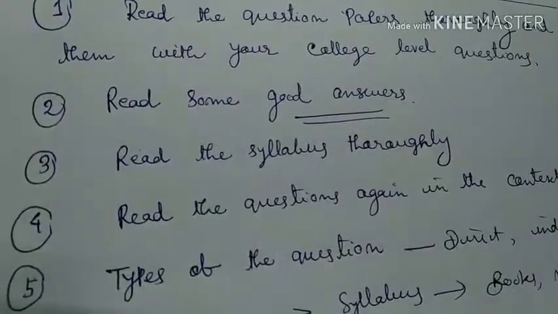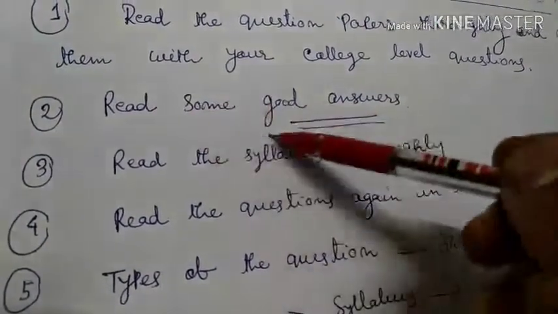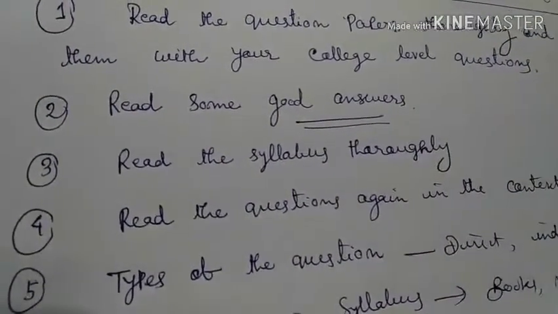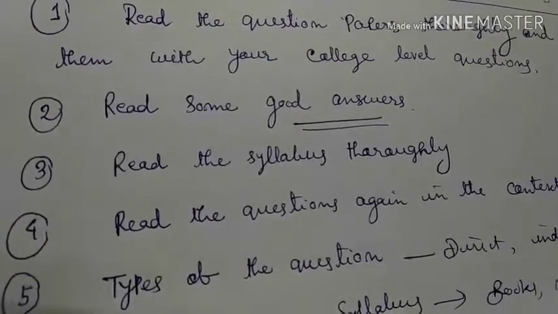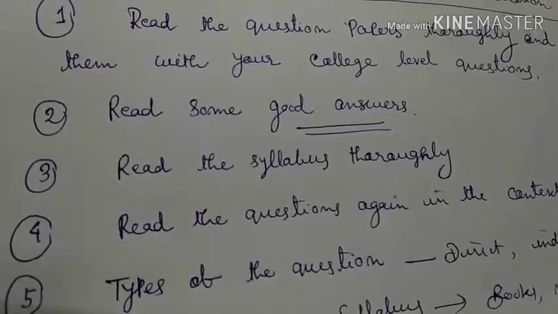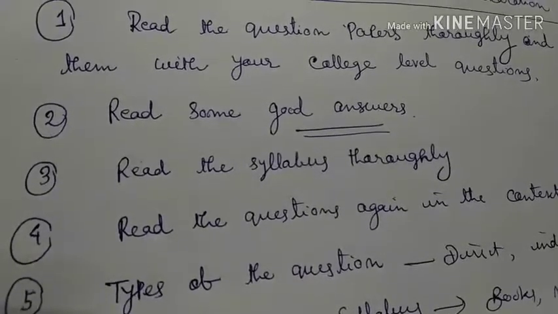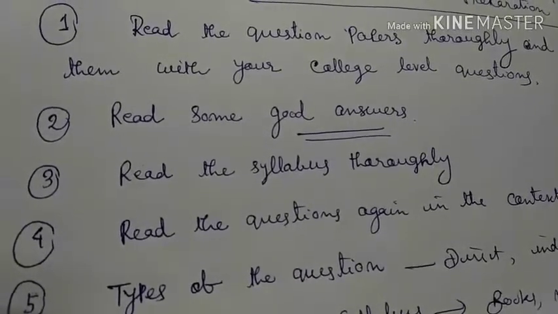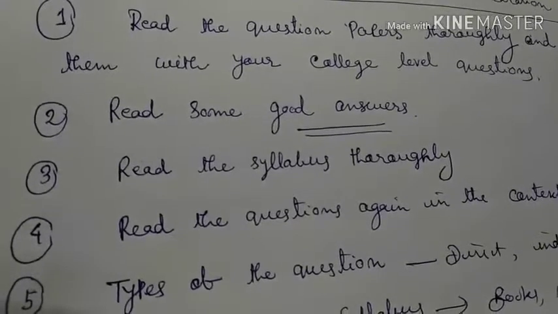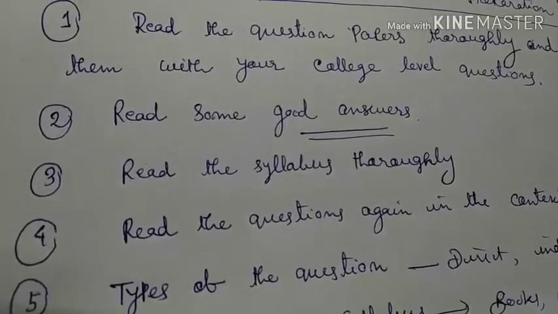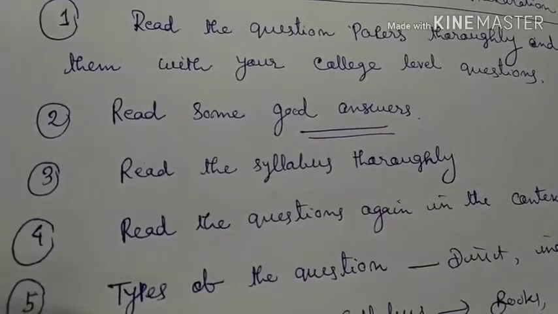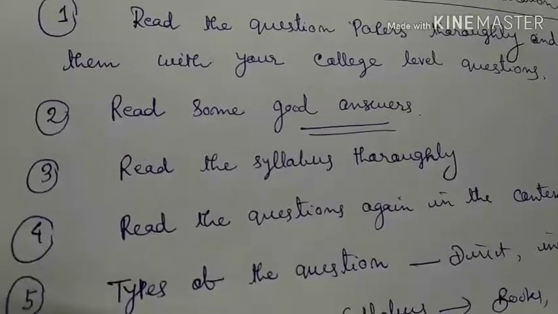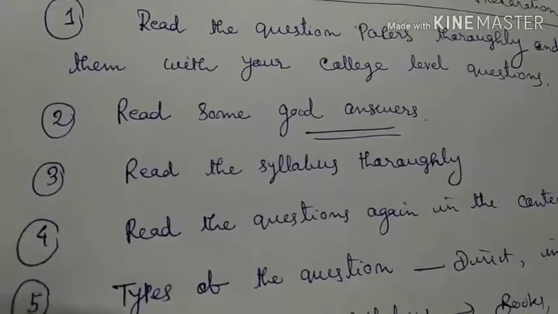What is the second rule? The second rule is that read some good answers. Again, you might ask me why I'm telling you to read some good answers. Well, there is a reason. Now, you can find the answers of toppers or answers of selected candidates online. So it is very easy to find some good answers. Well, what is the reason behind reading some good answers?